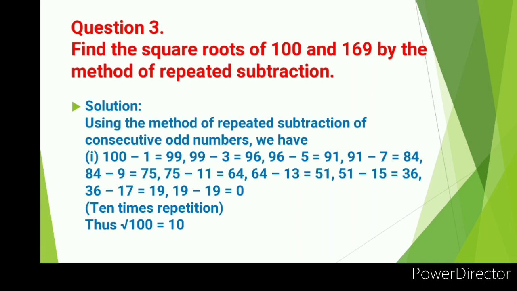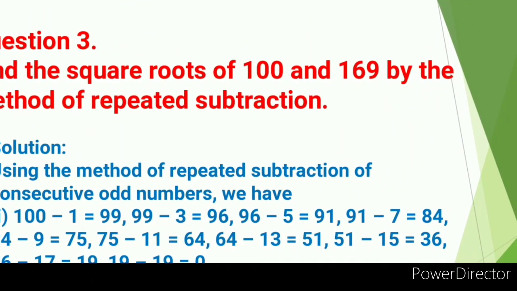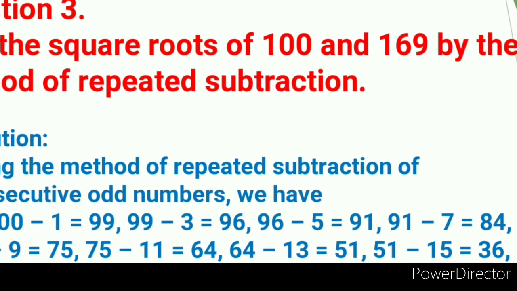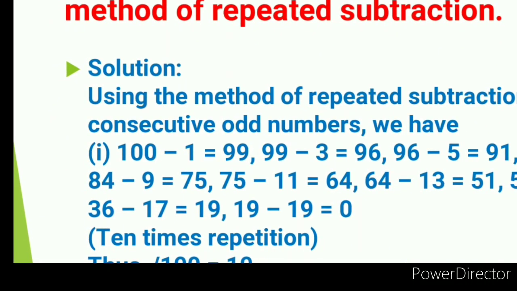So the first odd number is 1. First we should subtract from the given square number. What are the given square numbers here? 100 and 169. I will do 100; 169 you do as homework. See, from 100 you subtract 1, because 1 is the first odd number. 99. From 99 you subtract the next odd number, 3. 99 minus 3, you'll get 96. From 96 you subtract the next odd number, 5.